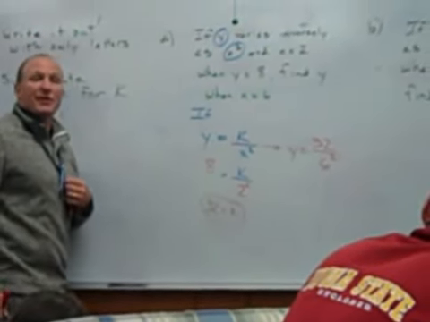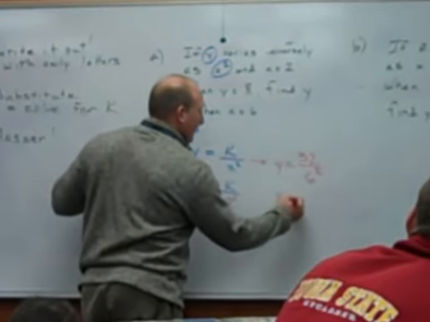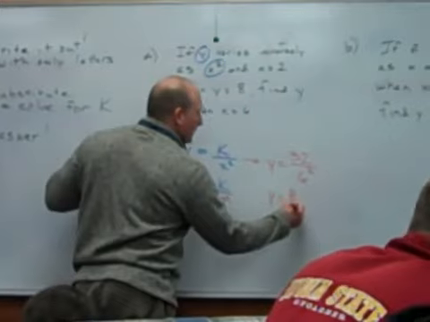So 32 over 36, which is 8 obviously over 9. 8 ninths.